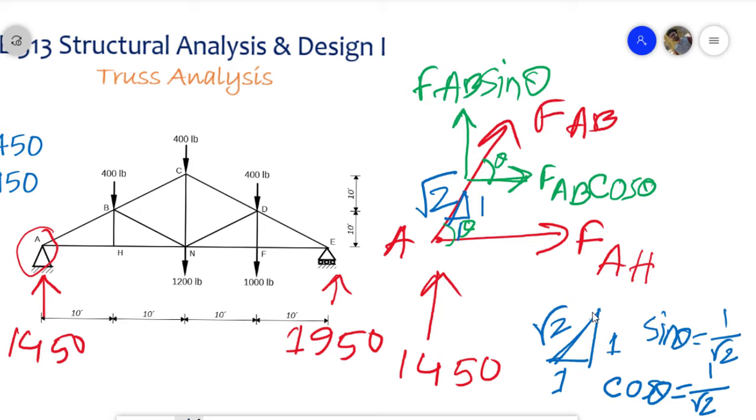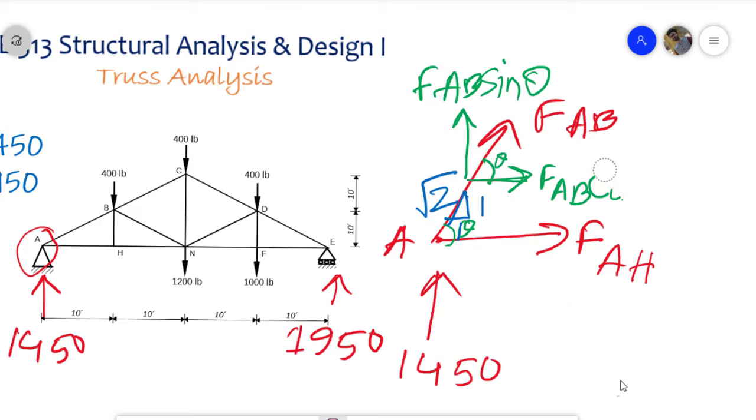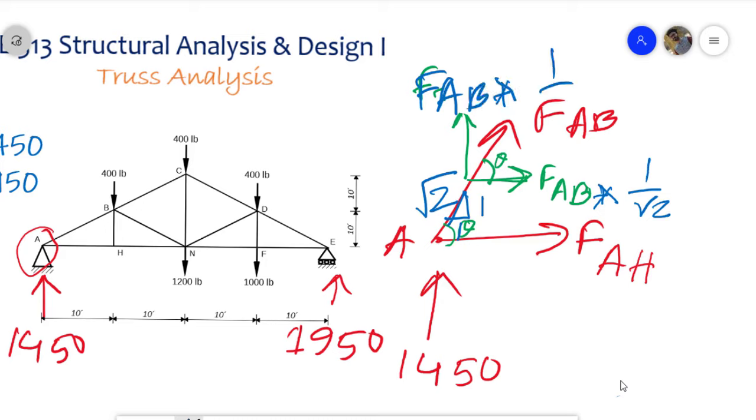So let me put the value here. Instead of cos theta, now I will write 1 by root 2, same thing here. Instead of sin theta, I will write 1 by root 2. So that will be FAB into 1 by root 2, and here we write FAB into 1 by root 2.